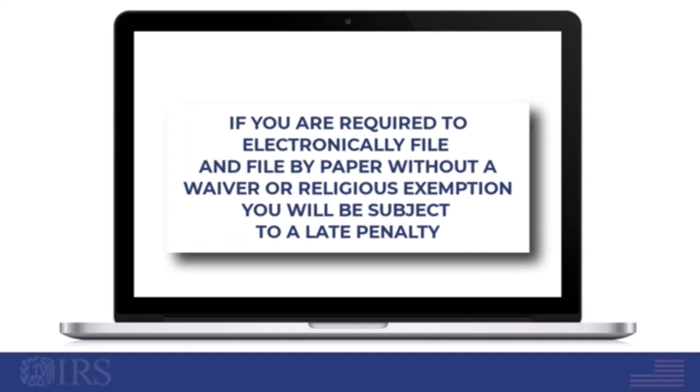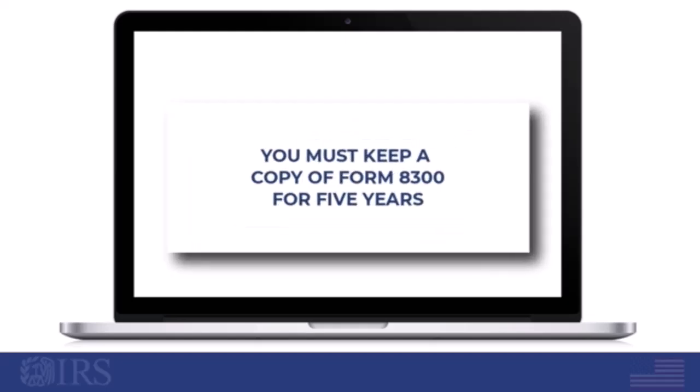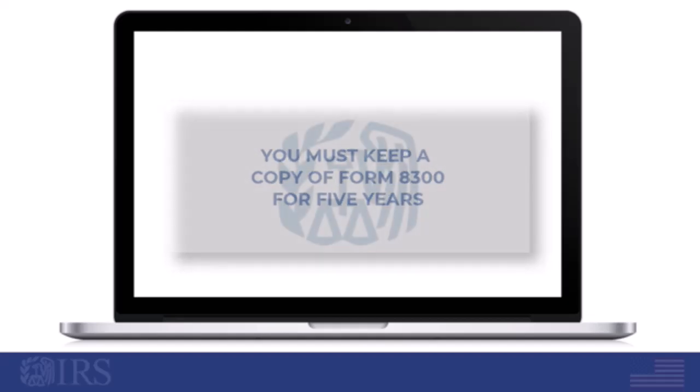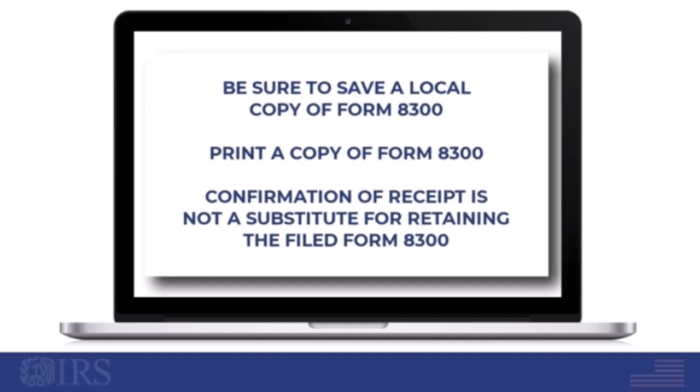Note: if you are required to electronically file and file by paper without a waiver or religious exemption, you will be subject to a late penalty. Failure to file timely includes failure to file in the required manner. Remember, you must keep a copy of Form 8300 for 5 years. When e-filing and prior to finalizing the form submission, be sure to save a local copy of the form. Additionally, you may print a copy of the form. Confirmation received is not a substitute for retaining the filed form.